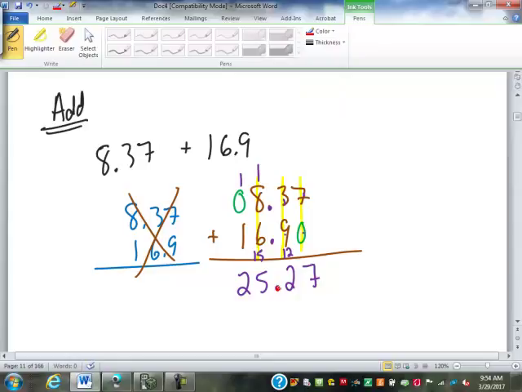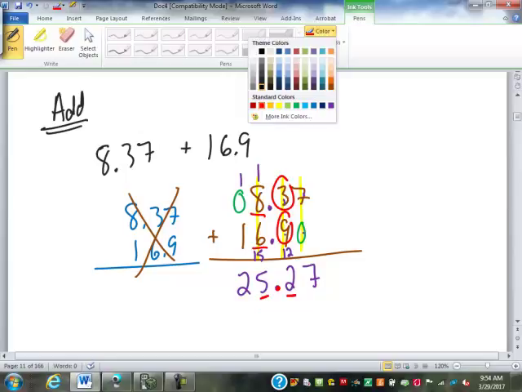Now the reason this decimal point came straight down is when we add numbers, we keep the same name. So tenths plus tenths, that better stay tenths. So bringing the decimal point straight down kept those tenths. Same here, ones plus ones, that better stay ones. So bringing that decimal point straight down keeps the same name.